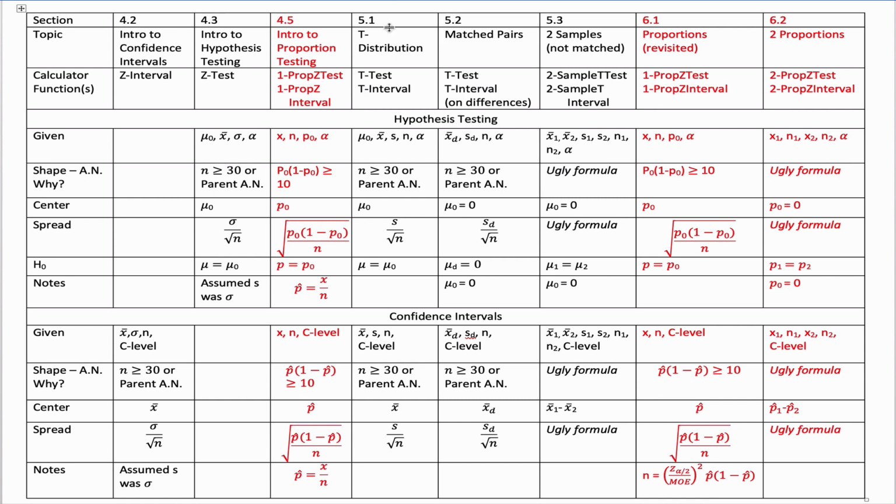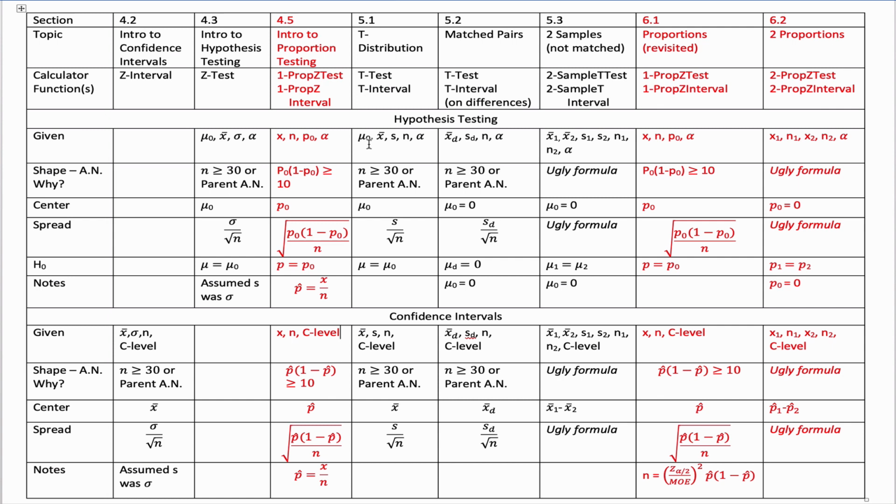In 5.1, we made the big realization that what we had been doing in 4.2 and 4.3 was a little bit misleading. Really, we could only do 4.2 and 4.3 if sigma was given to you. And often in those problems, sigma was not given to you, even though it says given here. What was actually given was s, but we assumed that s was the same as sigma, so it was as though sigma were given to us.